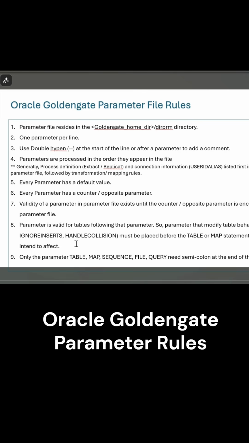The last one is usually a parameter doesn't need a semicolon or a termination character at the end of the line, but there are a few exceptions like TABLE, MAP, SEQUENCE, FILE, and QUERY. These are a few exceptions where you need a semicolon at the end of the line.